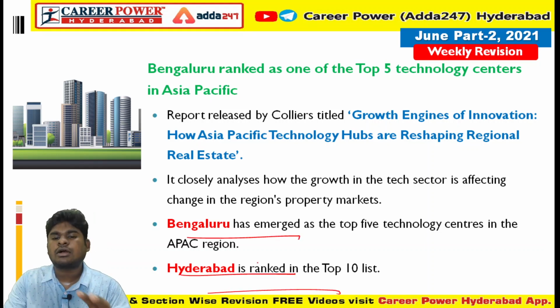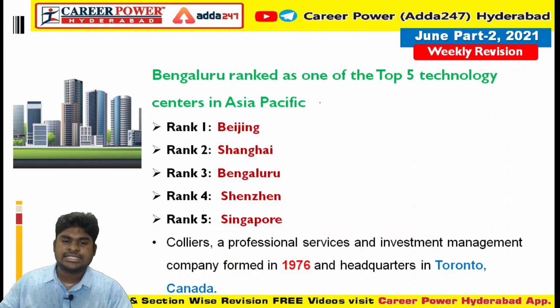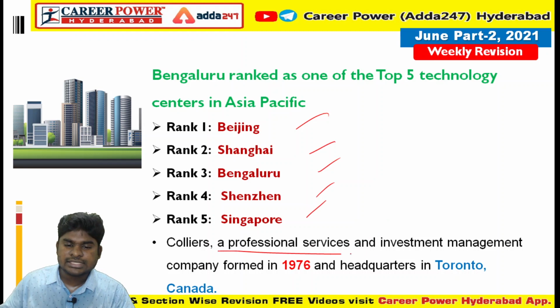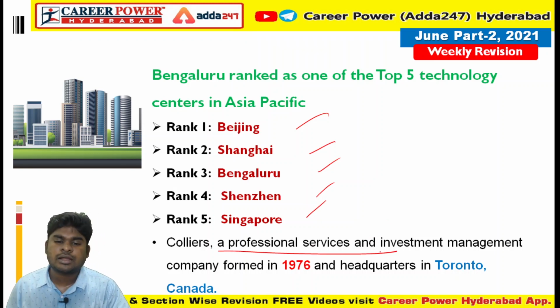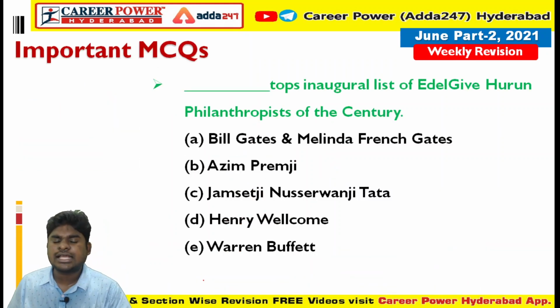This report is called Growth Engines of Innovation: How Asia Pacific technological hubs are reshaping the regional real estate. It was released by Colliers. If you see the top 5 cities: Beijing, Shanghai, Bangalore, Shenzhen, Singapore. These technological hubs are reshaping the regional real estate market. This report is given by Colliers, a professional services and investment management company which was formed in 1976 and is headquartered in Toronto, Canada.